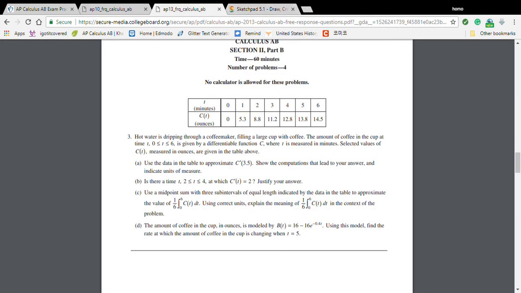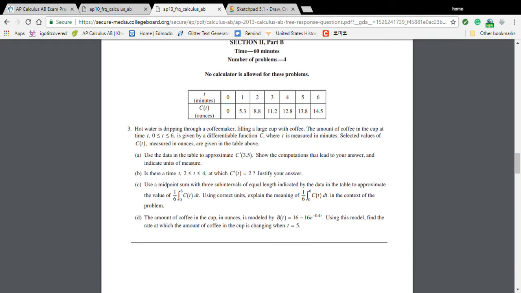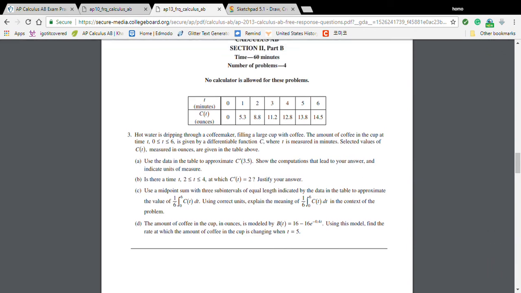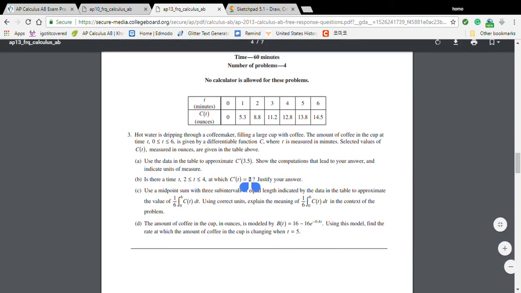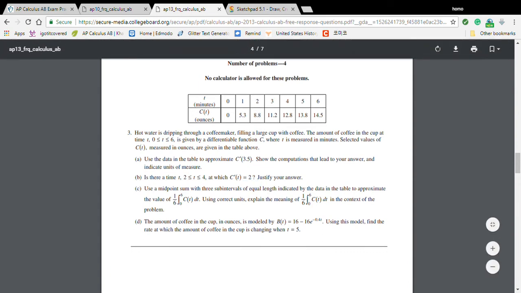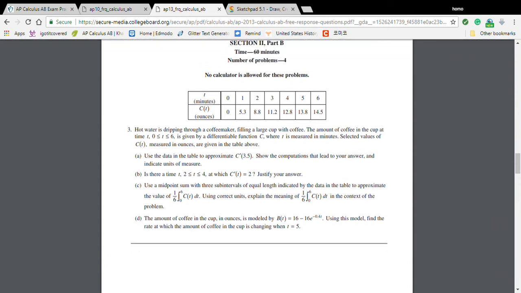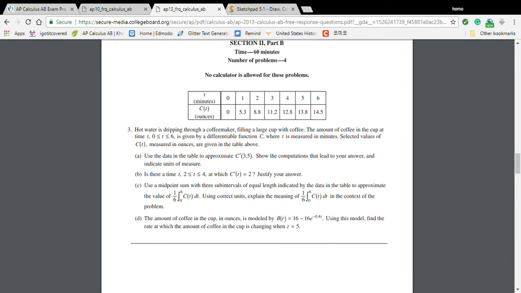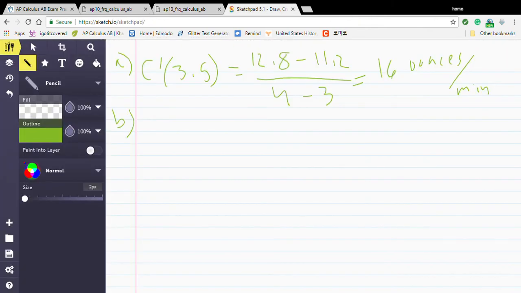B says, is there a time from 2 to 4 where C prime of t is 2? Justify your answer. Whenever they say is there a time, they're asking for a specific time, which means they're asking for IVT or MVT. Whenever they're giving us a rate, they are asking for MVT. So how are we going to know if there's a time? We take the average rate of change from 2 to 4 to see if there's a time where C prime of t is 2.